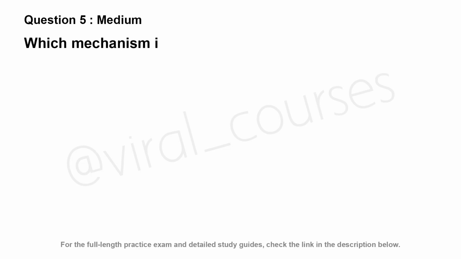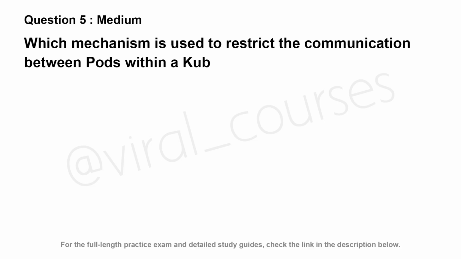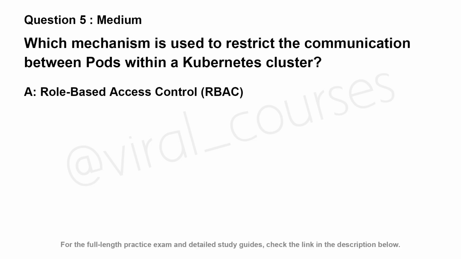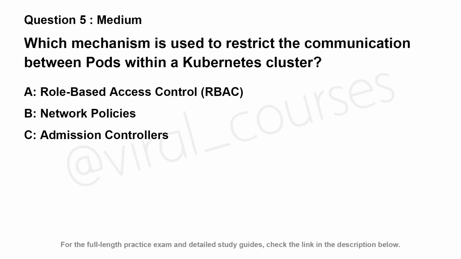Which mechanism is used to restrict the communication between pods within a Kubernetes cluster? Option A, Role-based access control, RBAC. Option B, Network policies. Option C, Admission controllers. Option D, Secrets.